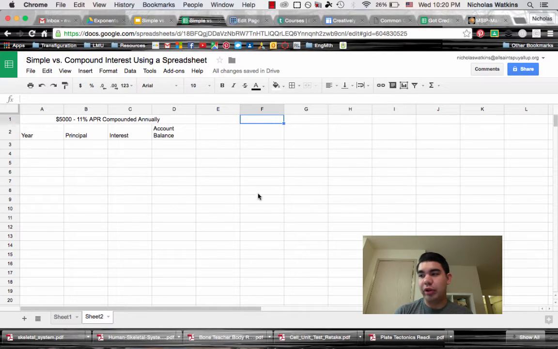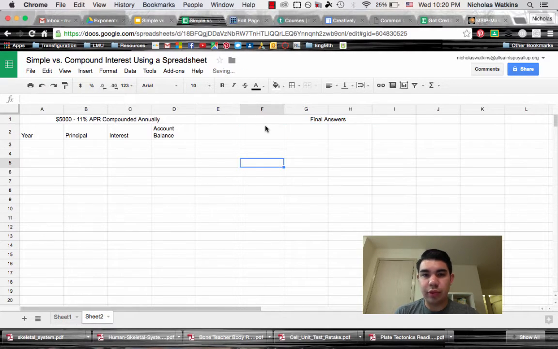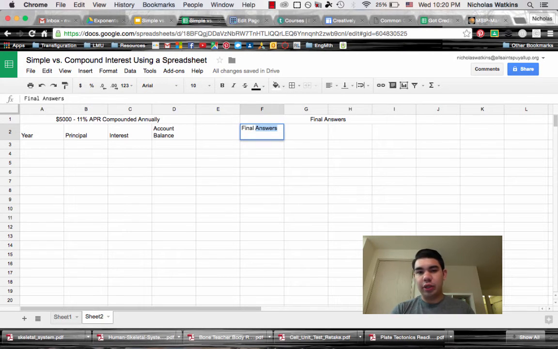Okay, a couple more things we're going to add before we start putting in our numbers. In F1, we're going to merge a few of these cells again. We're going to go from F1 to I1. So we've selected our cells, about 4 of them. Go ahead and find our merge button and click that. And then here, we're going to type in "Final answers." Again, let's align this in the middle.